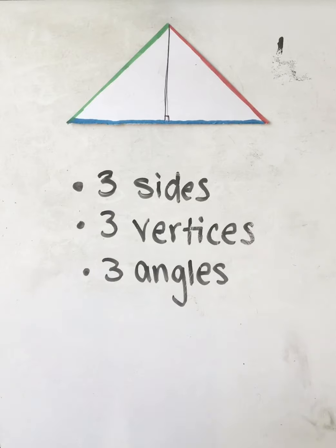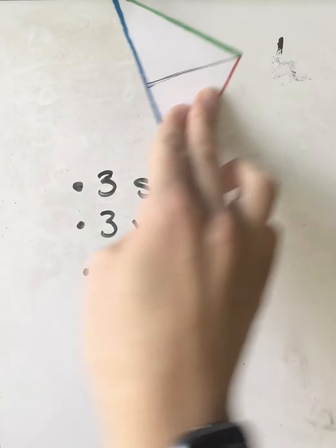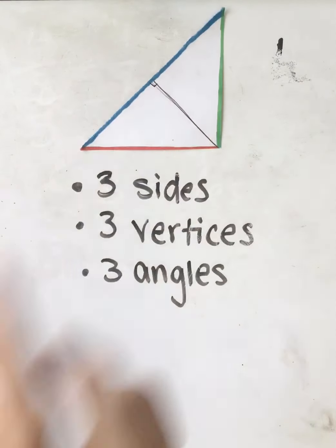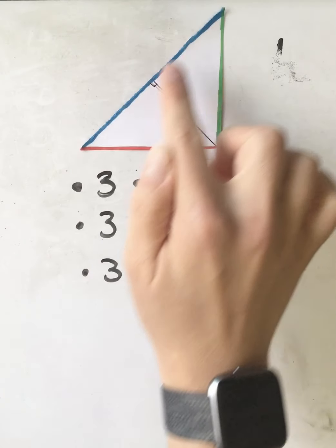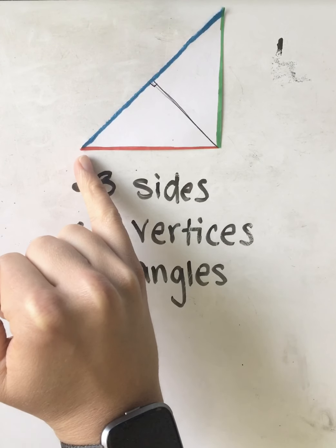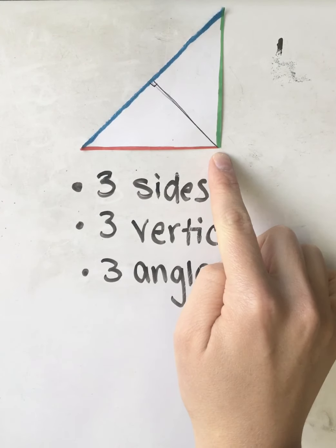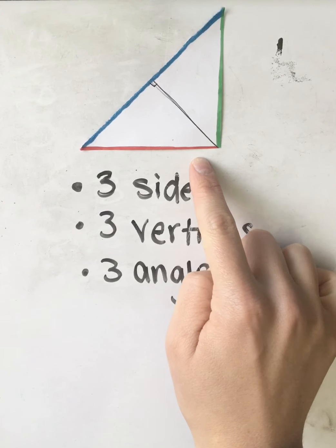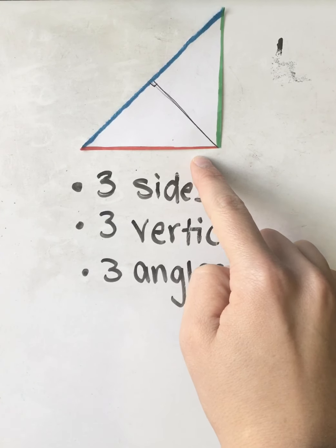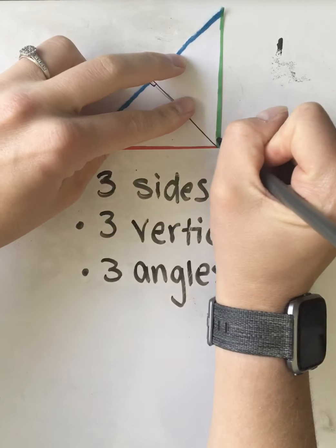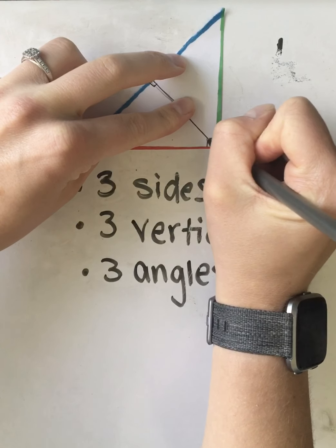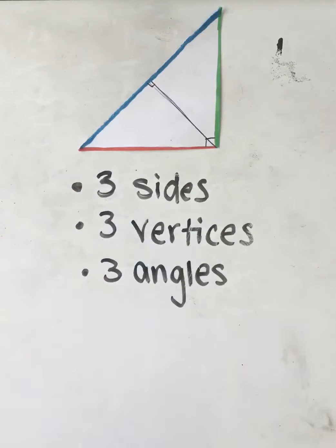What you might have noticed is that if I use a different side as my base, the red one, for example, I can't use the blue as my height because it doesn't meet it at a 90-degree angle. But the green does appear to meet the red at a 90-degree angle. And so instead of drawing in another height, I can actually just use that side as my height.